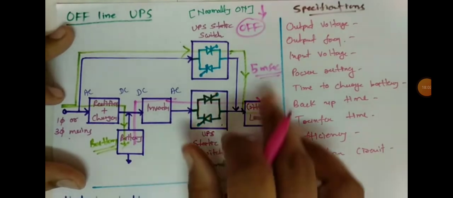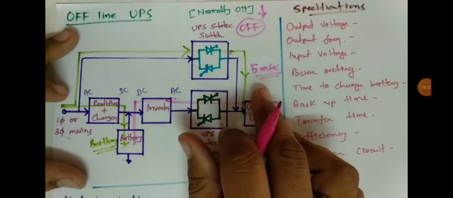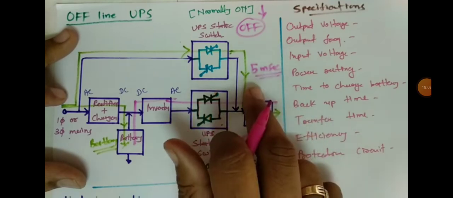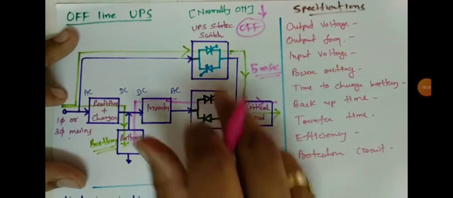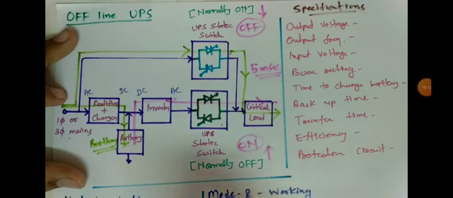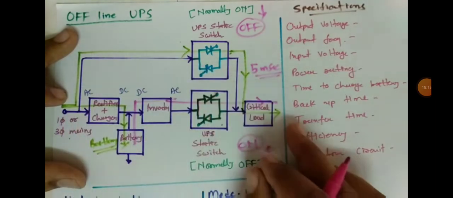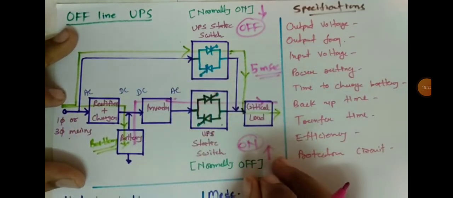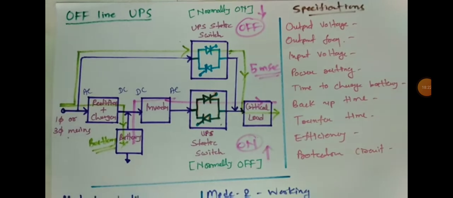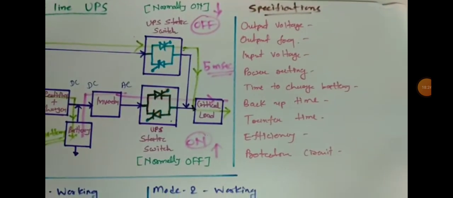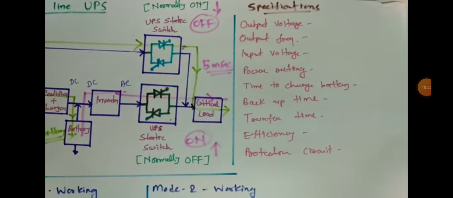So that case is not there with online UPS. In offline UPS, there will be a switching in case of power failure. In case of online UPS, there will be no switching, and in case of offline UPS, there will be a switching during power failure. Now let us try to understand specifications of offline UPS.